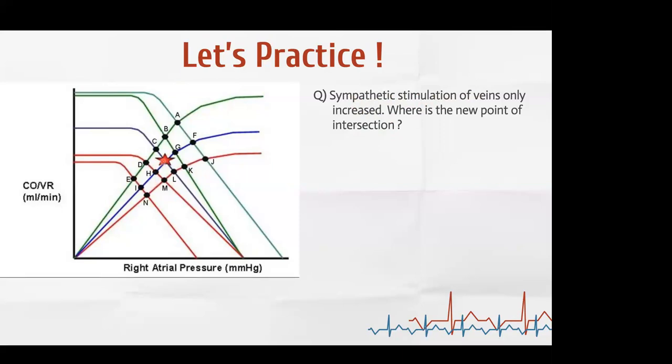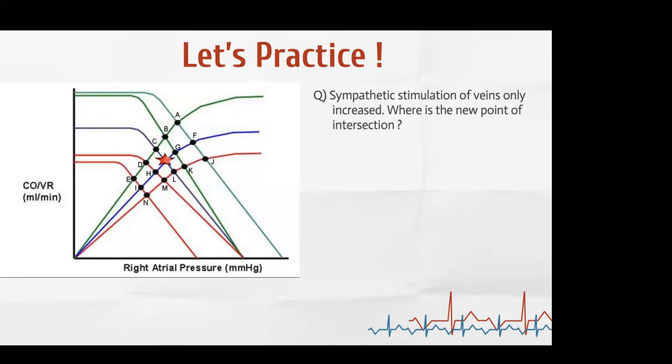So what are you going to do to the venous return? Increase it. Increase venous return. Okay. And so which curve is going to be affected? Vascular function curve. Vascular function curve is going to be affected. And how will it be affected? Up and to the right. Yes, up and to the right. Okay, so what's the new point?